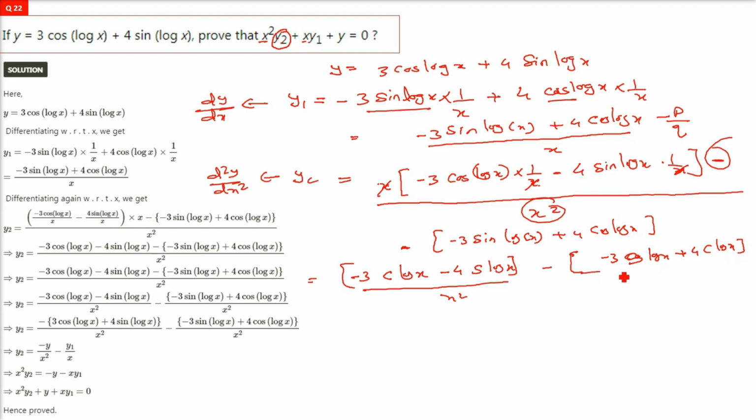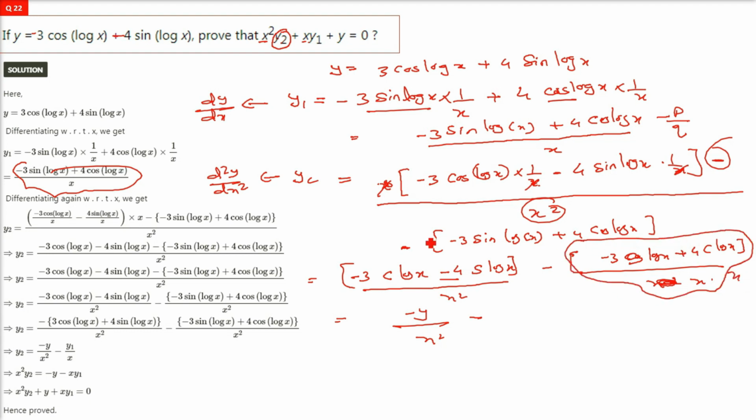So we have minus 3 log, same thing, there is no differentiation as such. Now this negative can be taken out. This is 3 cos log x plus 4 sin log x. So if I just place negative here, it will be negative y. So the numerator is nothing but negative y, and then we have x square in the denominator. This is minus 3. Just see the y1. It is minus 3 sin log x plus 4 cos log x. If I write x square in the denominator as x into x, this whole term is nothing but, already we have found the y1, so you can just write y1 here. This is your y1 divided by x.